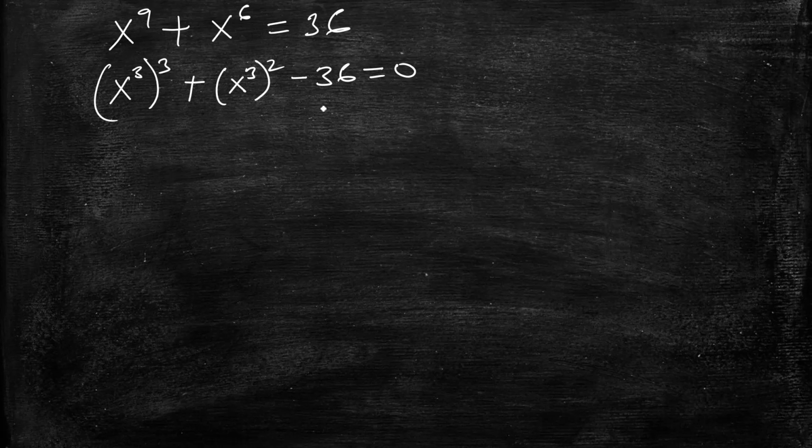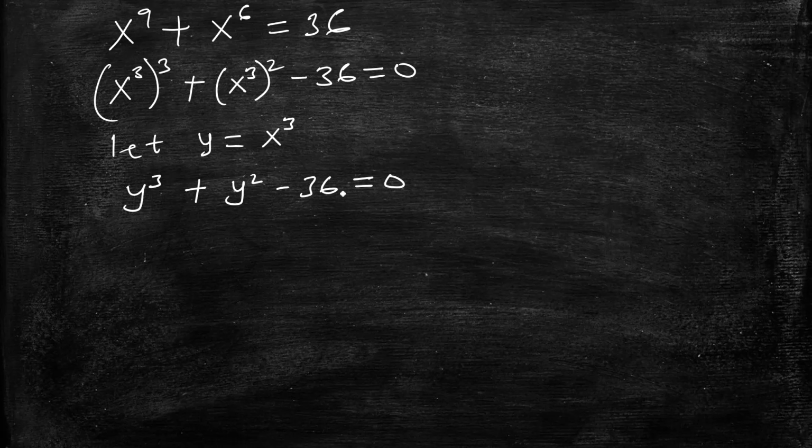So if you let a variable represent that, let y be x cubed. So we have y cubed plus y squared minus 36 equal to 0. Now, since we have a cube here, let's look for the first factor. So let's apply the factor theorem. Which value of y will make this go to 0?